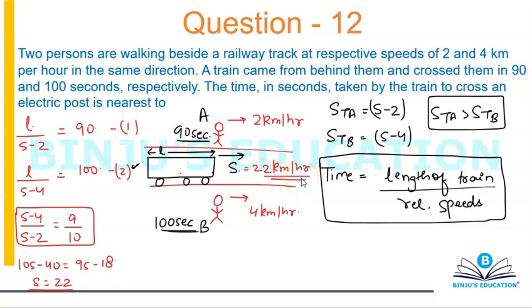Now what's the question? The time in seconds taken by the train to cross an electric post. Again, the width of the post is negligible. Before we calculate the time taken by the train to cross that electric post, let's calculate the value of L, that is the length of the train, because that's something that we require. Now if S is equal to 22, then L divided by 22 minus 4, that is 18, will be equal to 100. I'm making use of equation number 2, and I have replaced S by 22. So L will be equal to 1800.